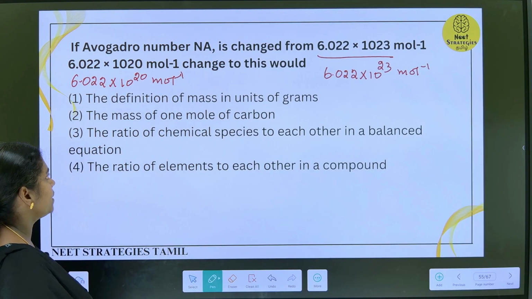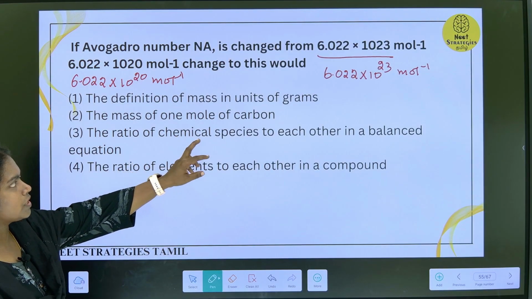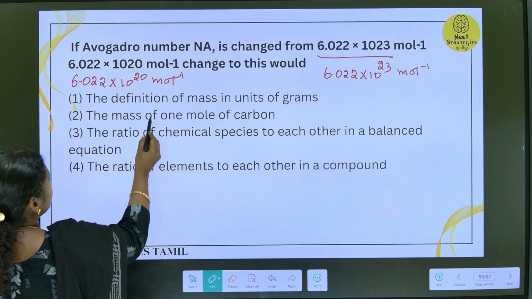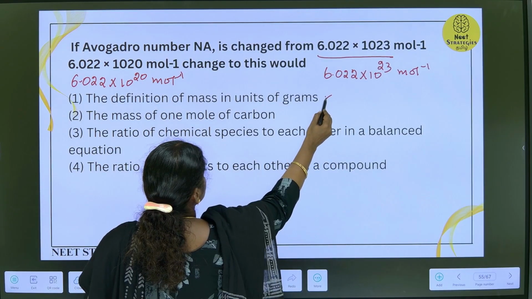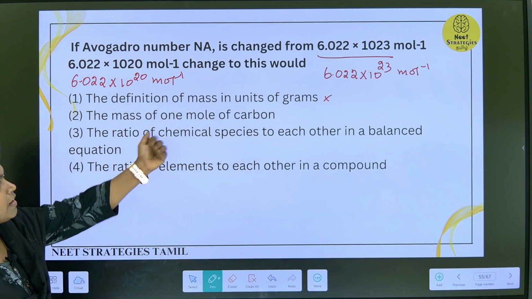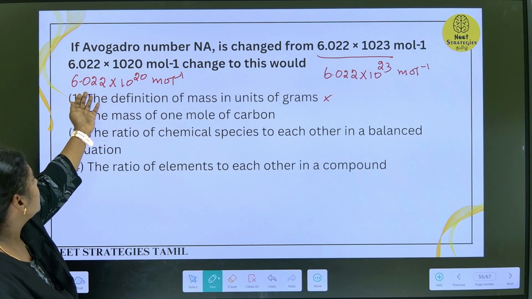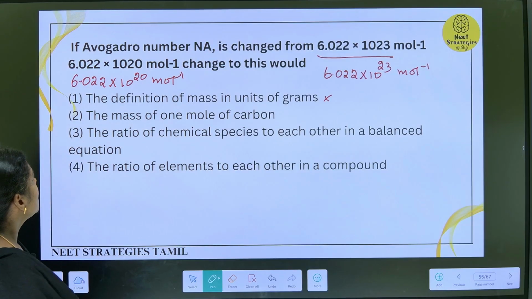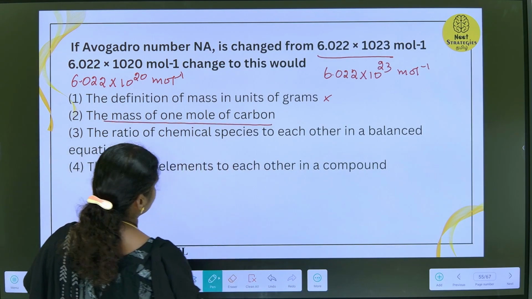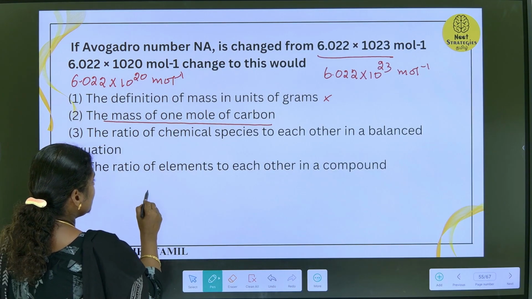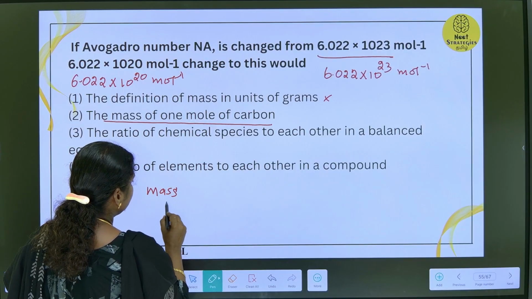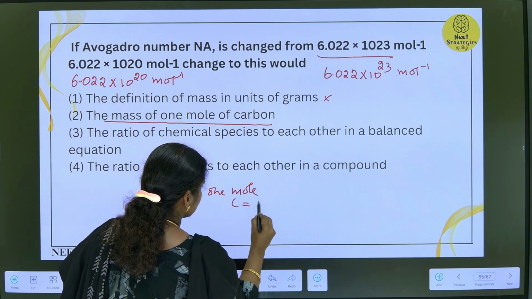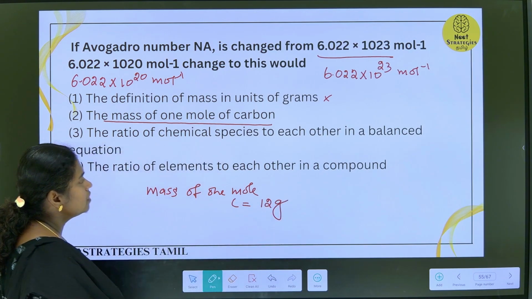It changed to this would be... okay, so from 6.022 and 10 power 23, let's see which one converts, which one will fit. So in this set, look: definite mass of the unit in grams, okay, that is not the correct one. They gave us 6.022 10 power 20 instead of the Avogadro number, okay? So that will not fit. Mass of 1 mole of carbon. Okay, so if we take mass of 1 mole of carbon, which is equal to 12 gram, okay? 12 gram.